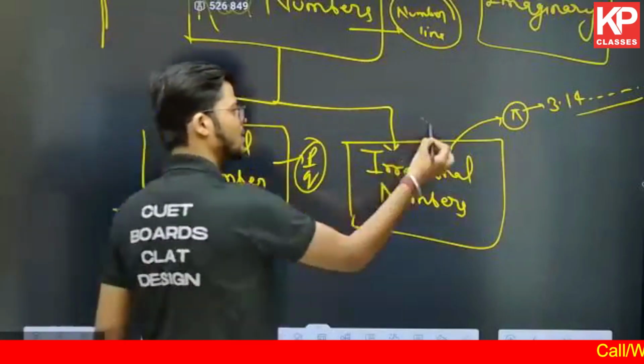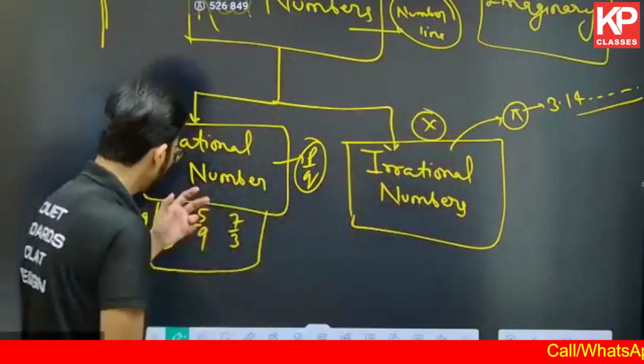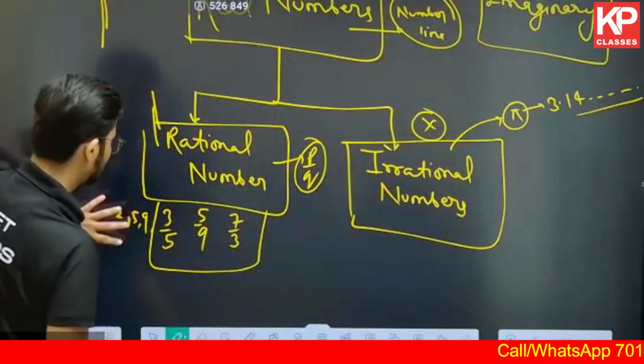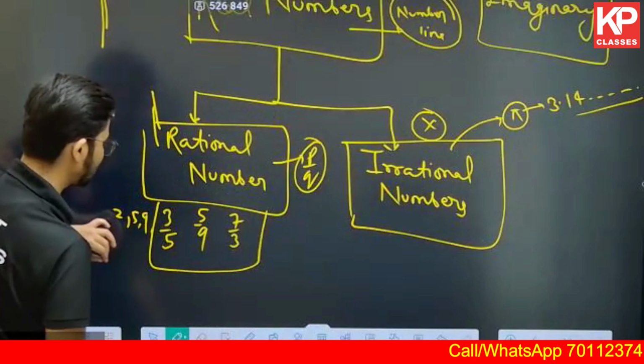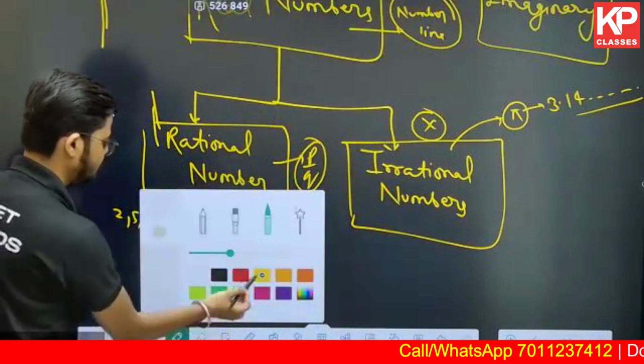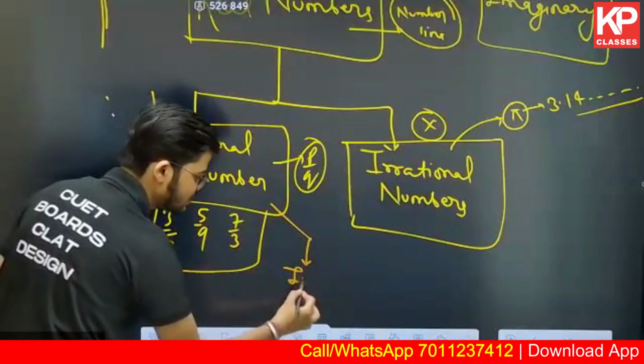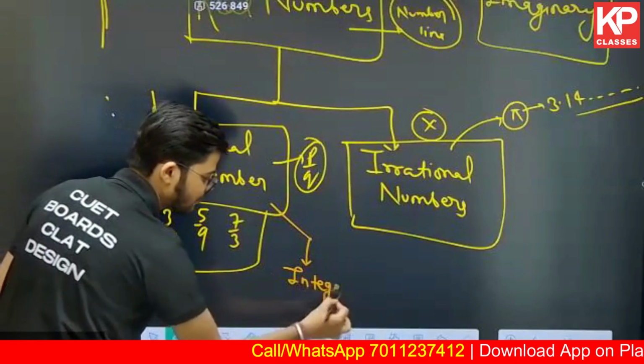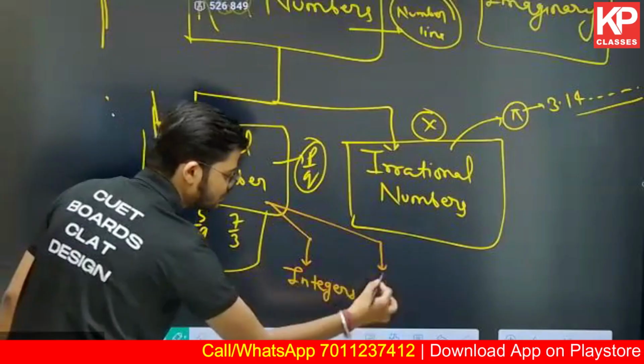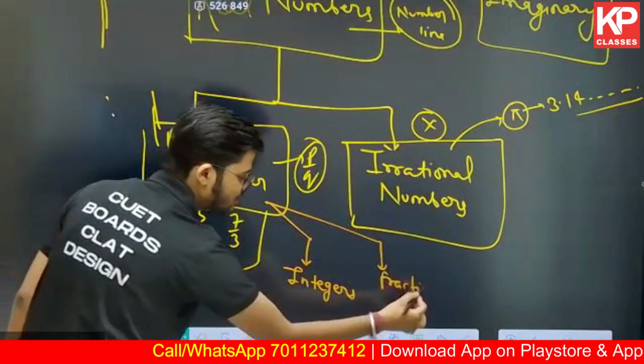We also don't need to understand this in detail. We only need to understand these rational numbers. These rational numbers will further be classified into three parts. These are going to be your integers. Then after that your fractions. Then after that your decimals.